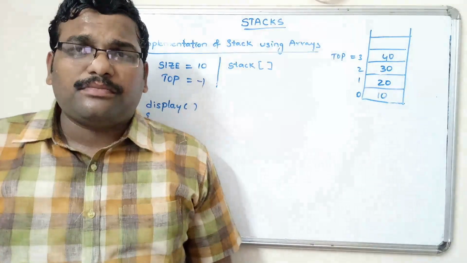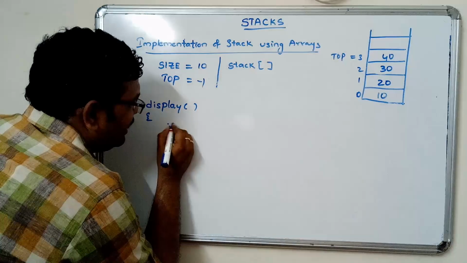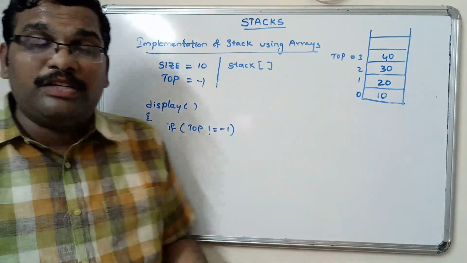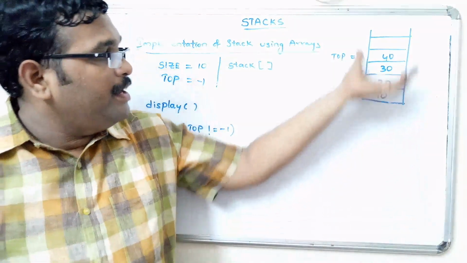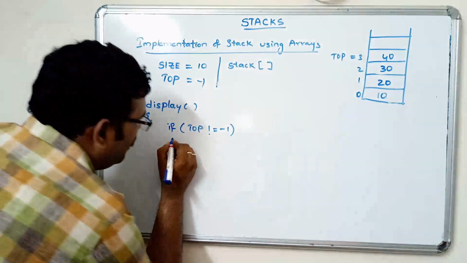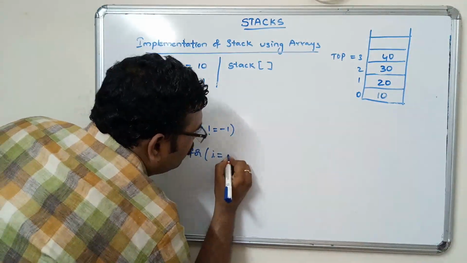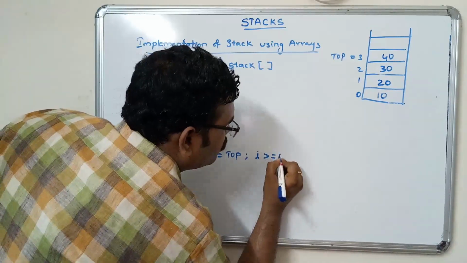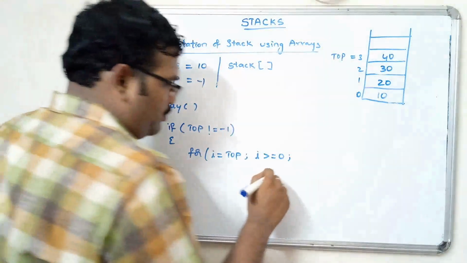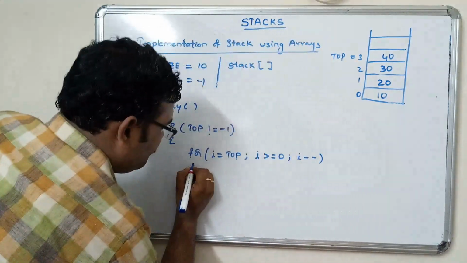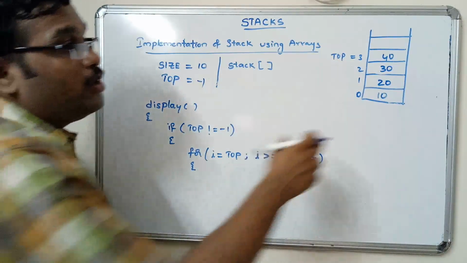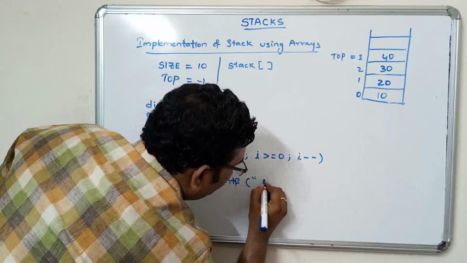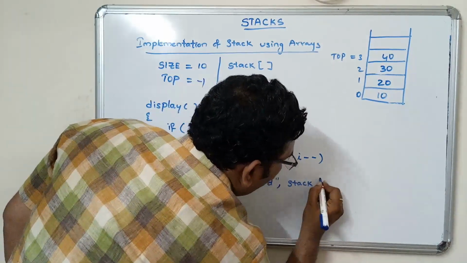Simple. We need to check whether it is an empty stack or not. So if top is not equal to minus 1, automatically that implies there are elements available in the stack. Then use a for loop for i is equal to top, that means 3, i greater than or equal to 0, until top is equal to 0, i minus minus. Every time we have to decrement because we are assigning i with the top element. Here we can print the element. printf percentage d, stack of i.